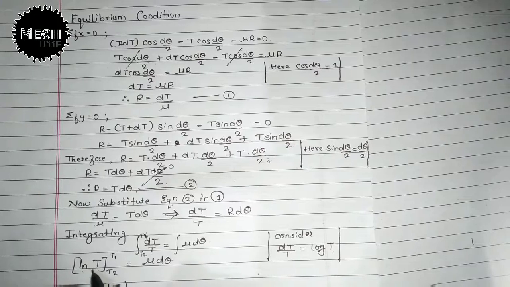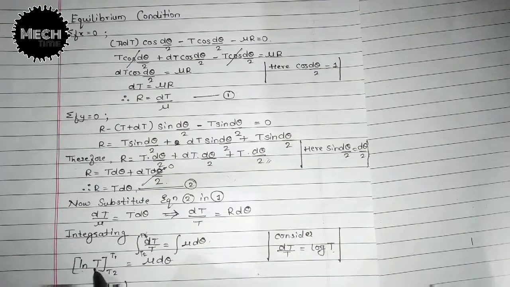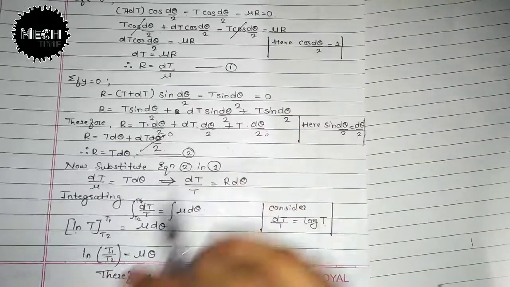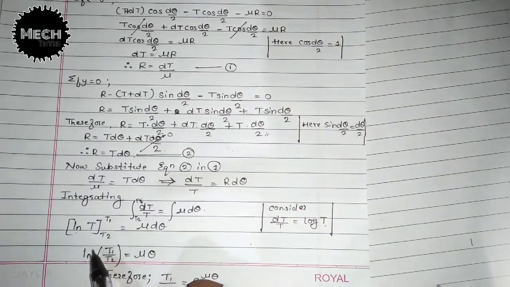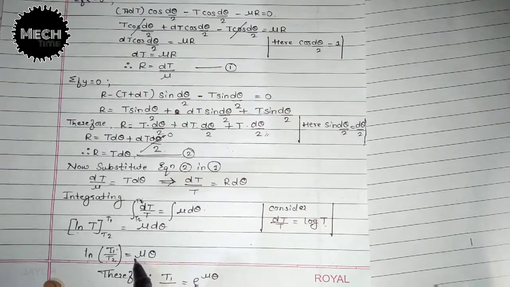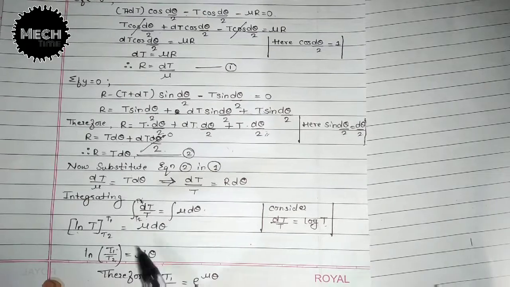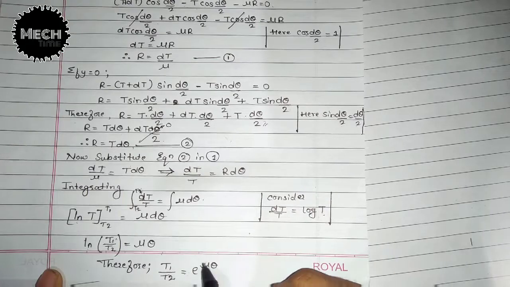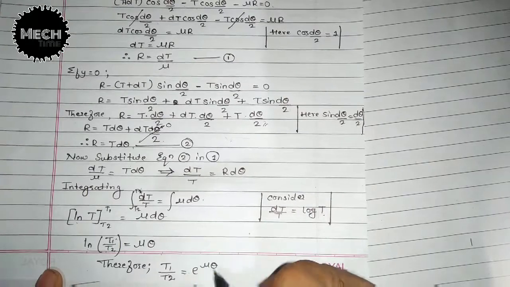So we can write ln T from T2 to T1 is equal to mu d theta. Now we know the properties of the log, therefore it becomes ln T1 by T2 is equal to mu theta. Therefore T1 by T2 is equal to e to the power mu theta. So this completes your derivation.